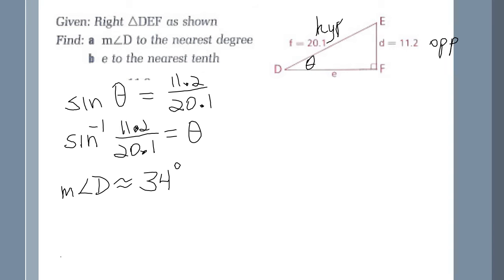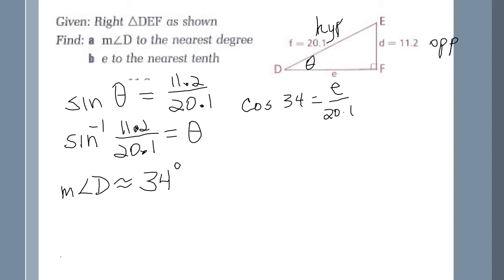Now we want to find e to the nearest tenth. So there's a couple ways we can go about doing this, and we could use trig if we wanted to. And maybe let's do that. We've done enough Pythagorean theorem that we should be able to manage this. And either way, it should come up to a pretty close answer. So let's go ahead and do that. If we knew angle D is 34 degrees, we could use the cosine of 34 is equal to E over 20.1.